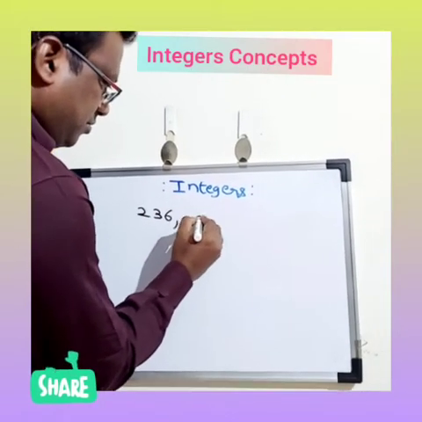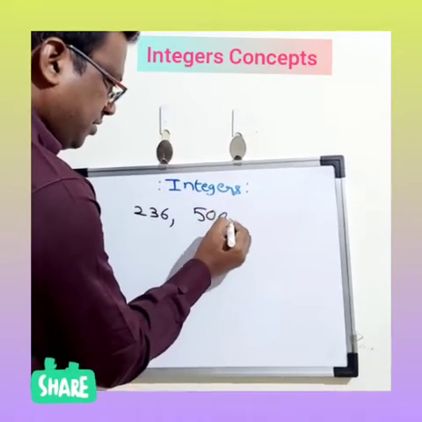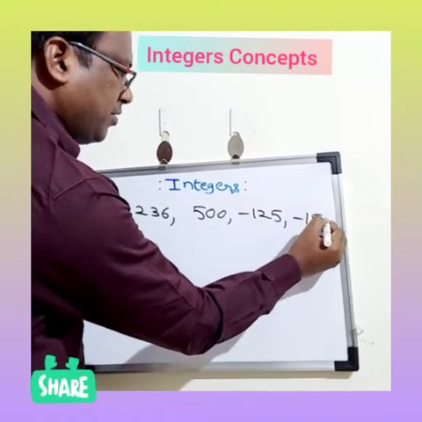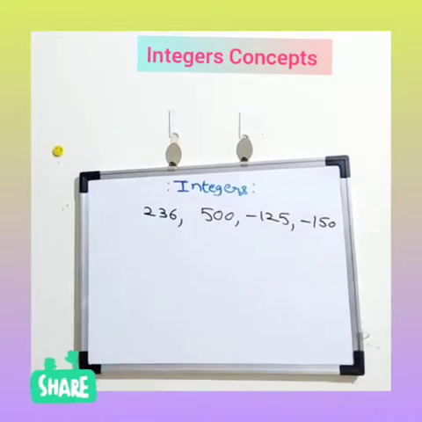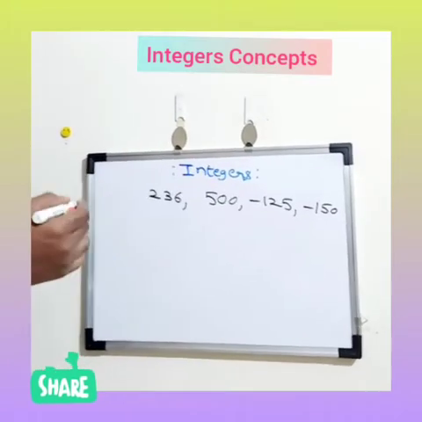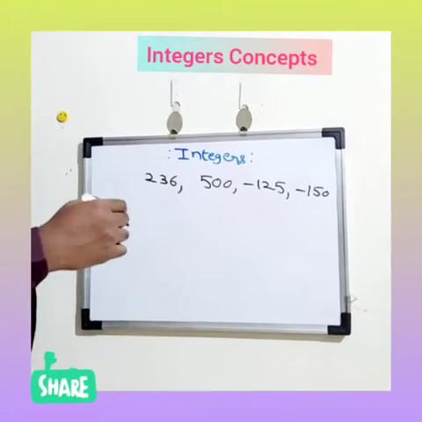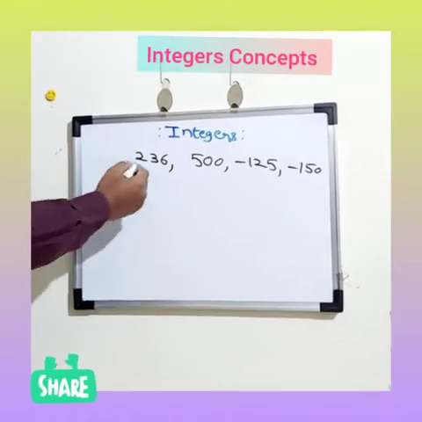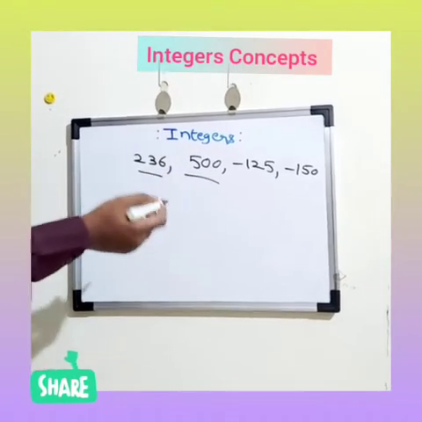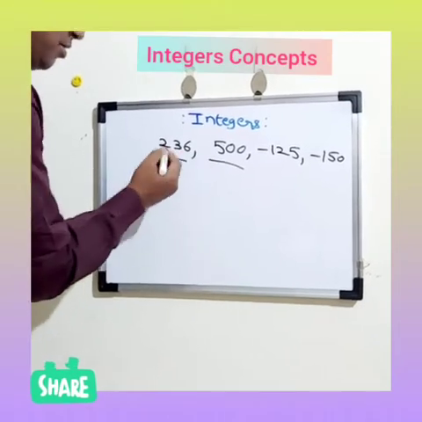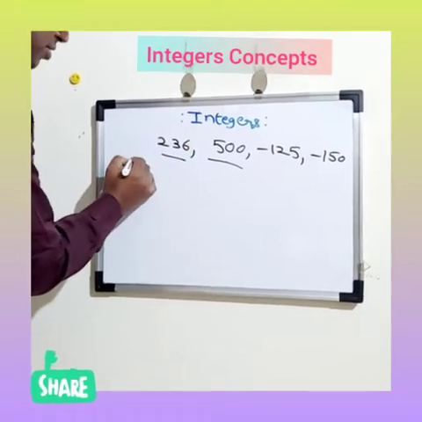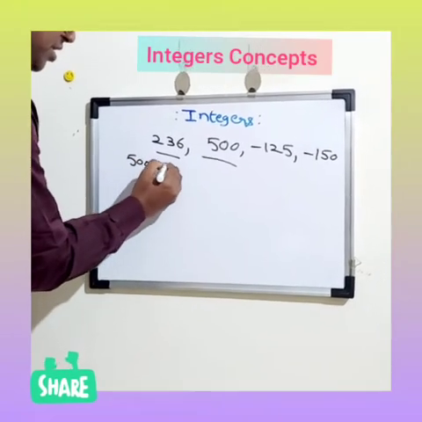236, 500, minus 125, minus 150. These are the given integers. The question is that we have to arrange these integers in descending order. For the positive numbers we can write straight away. 500 is greater than 236.